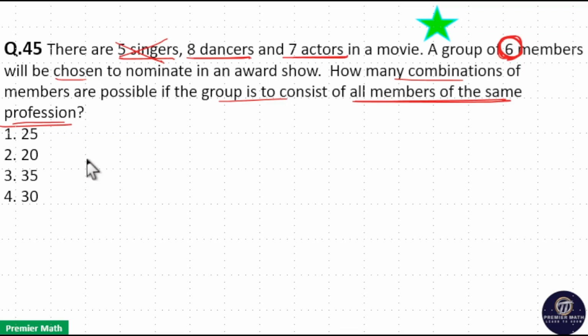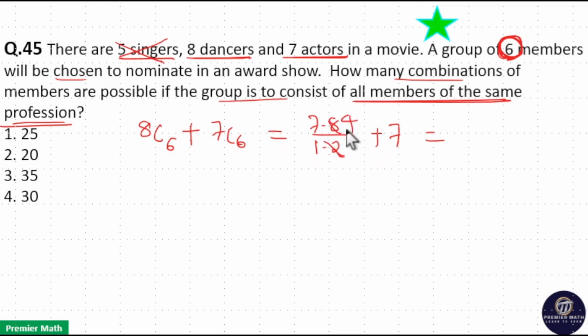So, the 6 members can be selected from the 8 dancers in 8C6 ways, or the 6 members can be selected from the 7 actors in 7C6 ways. So, total combination is equal to this one. Now, 6 cancel, remaining 7 into 8 divided by 2 factorial plus 7C6 is equal to 7. Now, 2 goes 4 times in 8. 28 plus 7 is equal to 35. Option 3 is your answer.